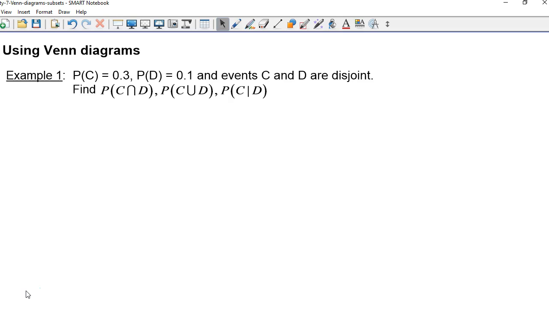So let's say we have two events, event C and event D. Probability of event C happening is 30%. Probability of event D happening is 10%. But we're also told the events C and D are disjoint, and we want to compute what the probability is of C and D occurring, C or D occurring, and C given D occurring.